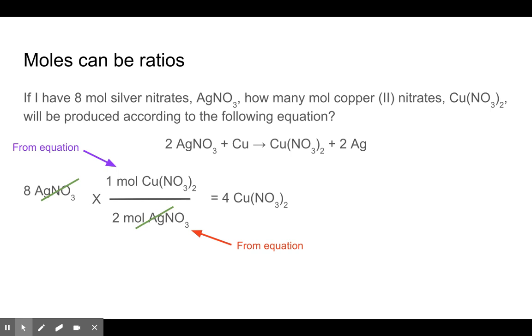So that's a basic introduction to how we use mole ratio. This is something we're going to practice for a long time as part of a concept called stoichiometry.